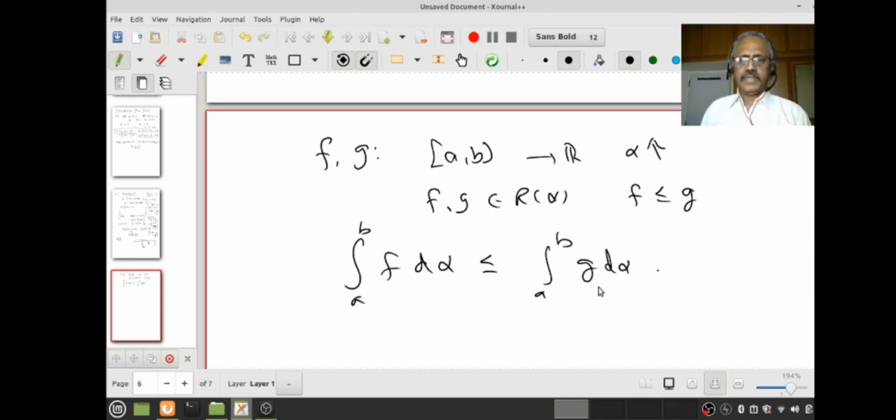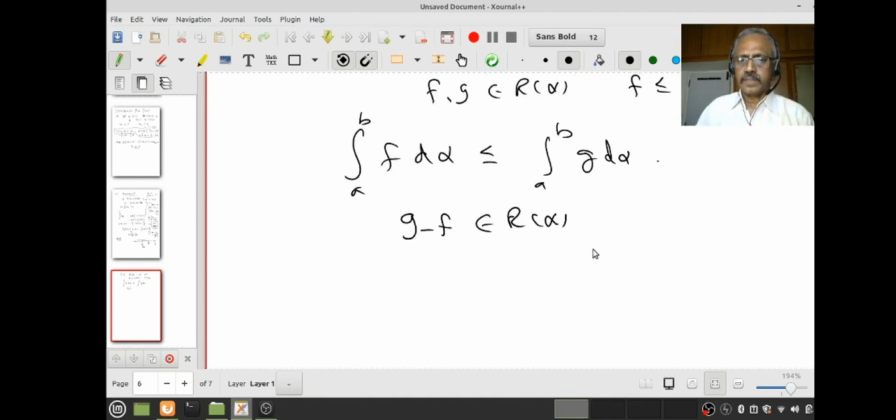This is obvious. Why? Let us look at g minus f. Since f and g are integrable with respect to alpha, and for any integrator alpha we know g minus f is also in R of alpha. And what do I know about g minus f? g minus f is greater than or equal to 0.